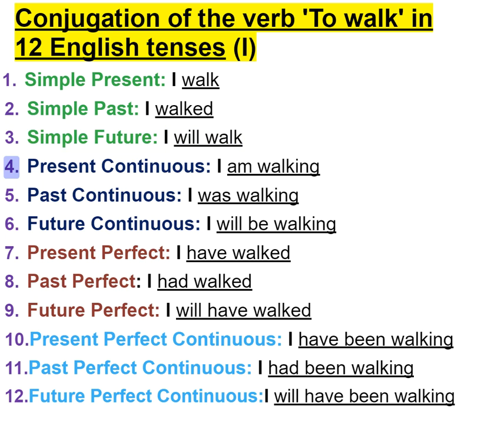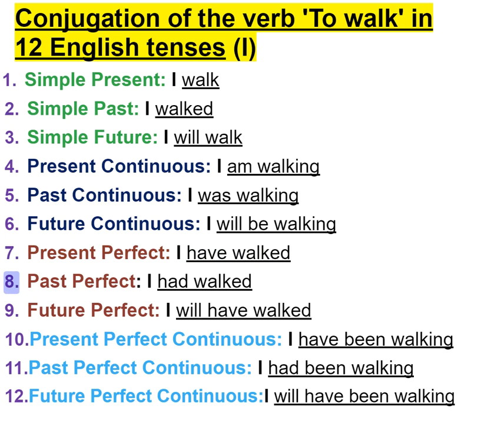4. Present continuous, I am walking. 5. Past continuous, I was walking. 6. Future continuous, I will be walking. 7. Present perfect, I have walked.